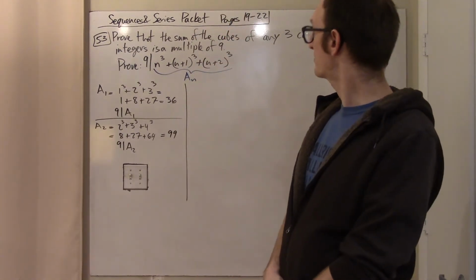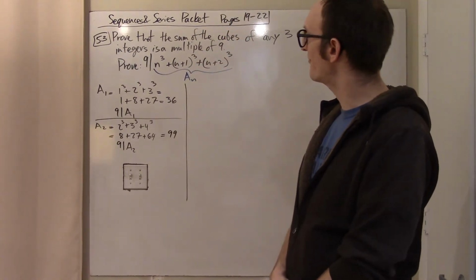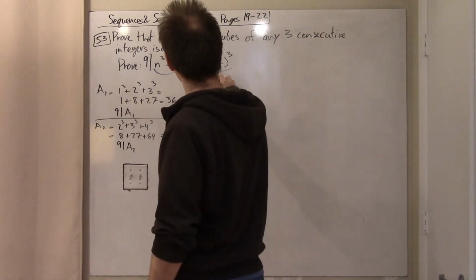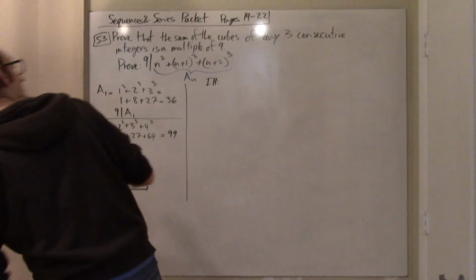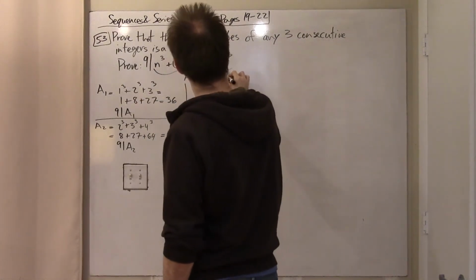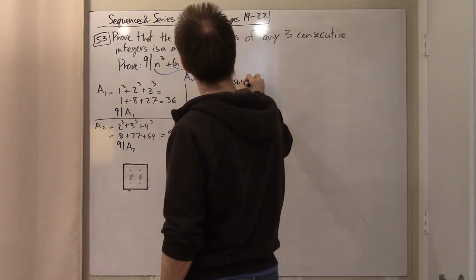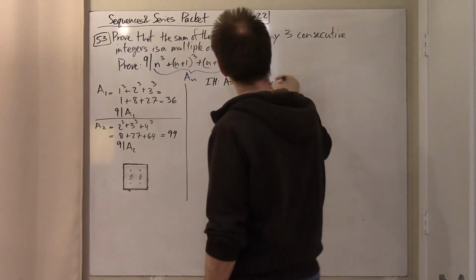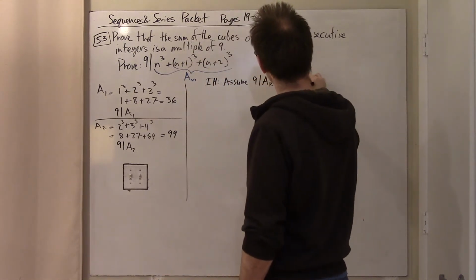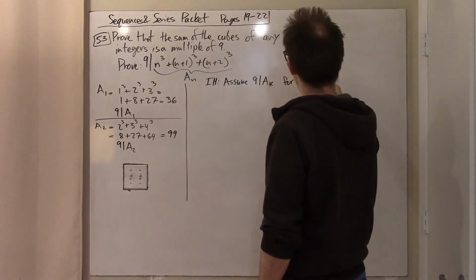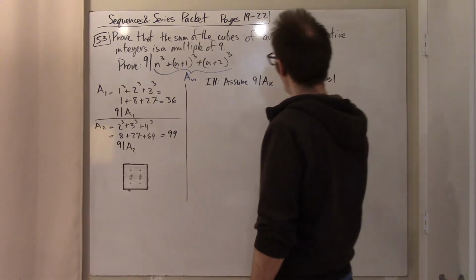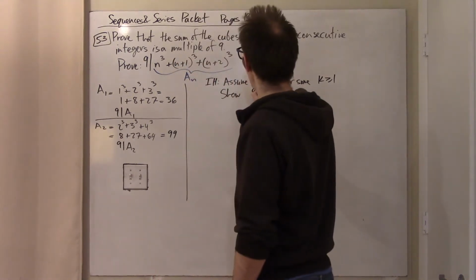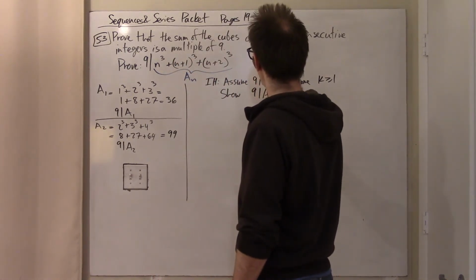Okay, the thing about proof by induction is you don't really need to have a good, deep understanding of what's going on to do it. All you do is you make your inductive hypothesis. Inductive hypothesis: assume that 9 divides a sub k for some k greater than or equal to 1, and then what I need to do is just show that 9 divides a sub k plus 1.